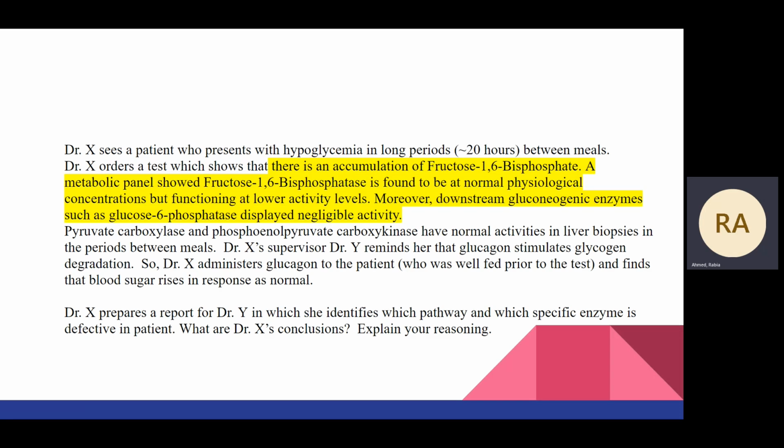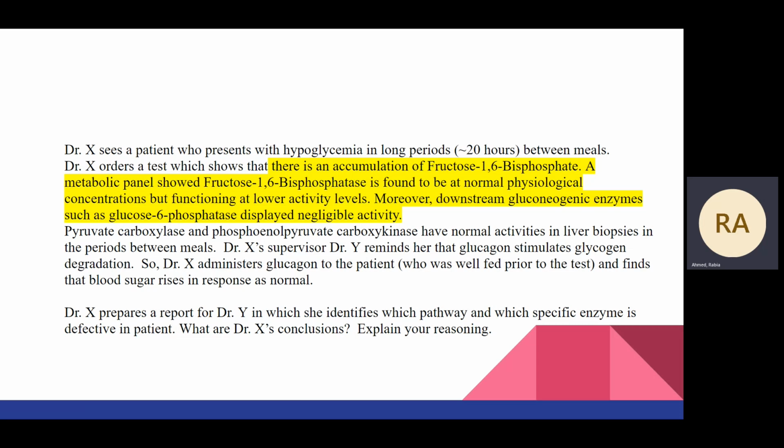Dr. X sees a patient who presents with hypoglycemia in long periods, 20 hours, between meals. Dr. X orders a test which shows that there's an accumulation of fructose 1,6-bisphosphate. A metabolic panel showed fructose 1,6-bisphosphate is found to be at normal physiological concentrations, but functioning at lower activity levels. Moreover, downstream gluconeogenic enzymes such as glucose 6-phosphatase displayed negligible activity. Pyruvate carboxylase and phosphoenolpyruvate carboxykinase have normal activities in liver biopsies.